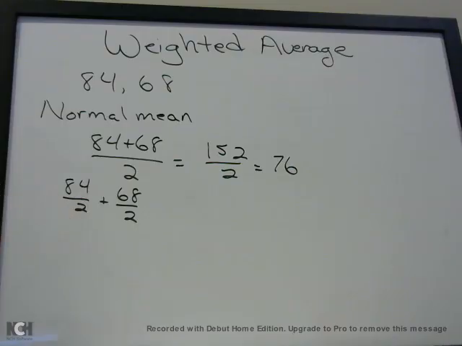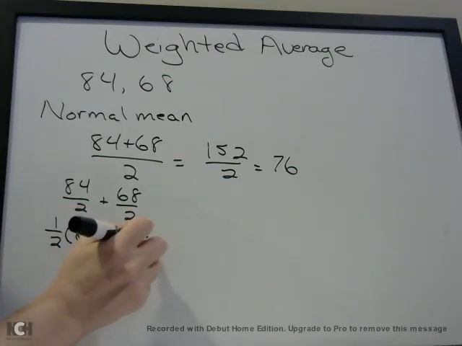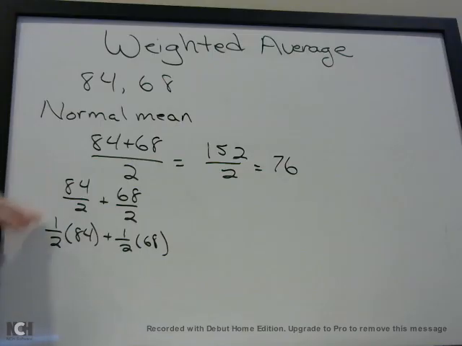And then if we break this down further, we really could write this 1/2 times 84 plus 1/2 times 68. These two things are the same. So all these three ways of writing this are the same. You're going to get the same answer of 76 no matter how you do this. What you see here is called the weight. Here's half and here's half. So each of these numbers, we're weighting them the same. We're weighting each of them 1/2.